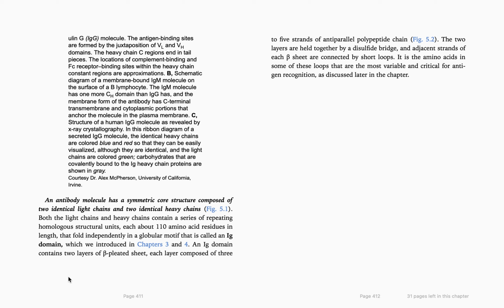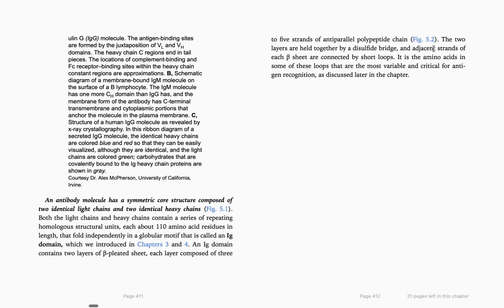An Ig domain contains two layers of beta pleated sheet, each layer composed of 3 to 5 strands of antiparallel polypeptide chain. The two layers are held together by a disulfide bridge, and adjacent strands of each beta sheet are connected by short loops. It is the amino acids in some of these loops that are the most variable and critical for antigen recognition, as discussed later in the chapter.